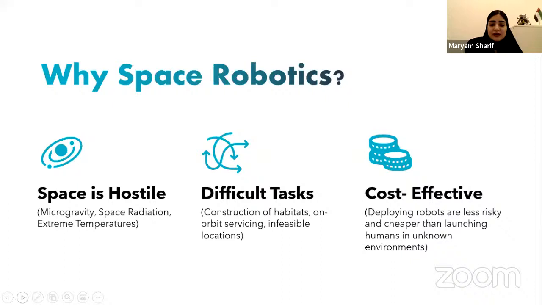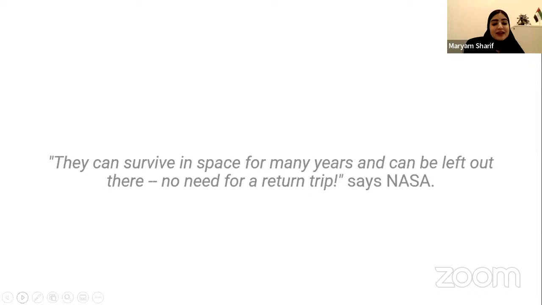So we send robots first to do the exploration, and then humans can come if everything is known. And there is a saying by NASA that robotics can survive in space for many years and can be left out there. So there is no need for a return trip. So that's another reason why we use robotics, because if we send humans, then we have to return them back and not just leave them out in outer space.